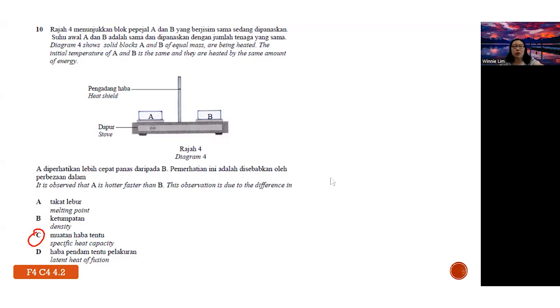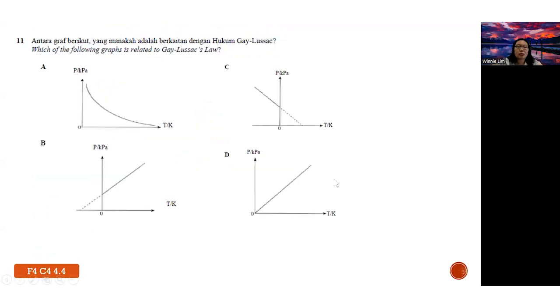Then we proceed to the next one. Which of the graphs is related to Gay-Lussac's law? Okay, I used to tell students how to remember all the 3 gas laws by using a simple triangle. You draw this triangle and then you label the quantities P, V, T. And the 3 sides will be the 3 respective laws.